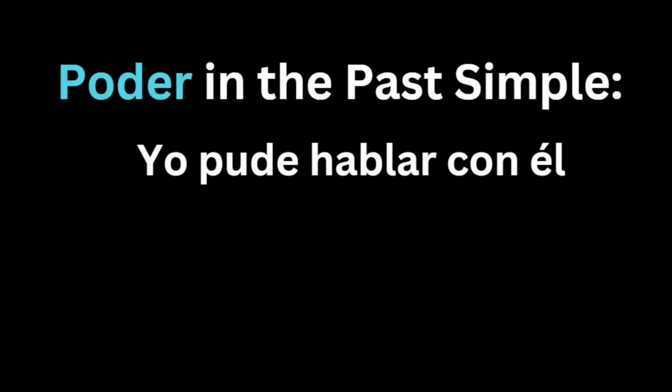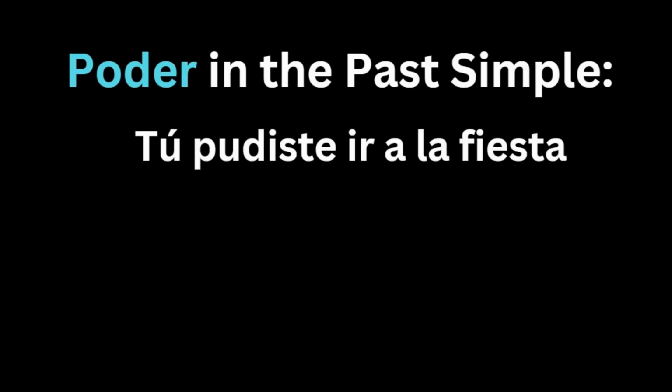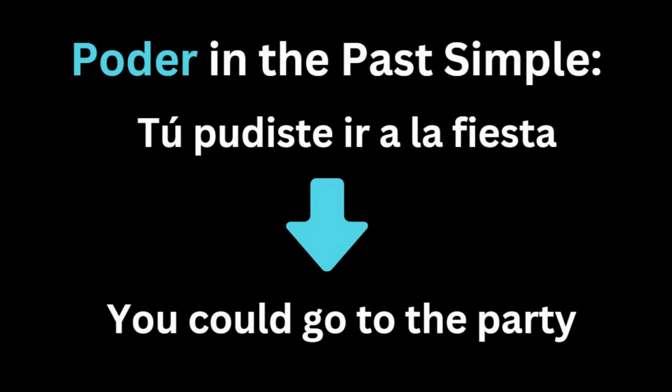Instead, you can use poder in the past simple by saying something like Yo pude hablar con él. I could speak with him. Or maybe tú pudiste ir a la fiesta. You could go to the party. Of course, it's up to you to say any sentence that you want with poder.